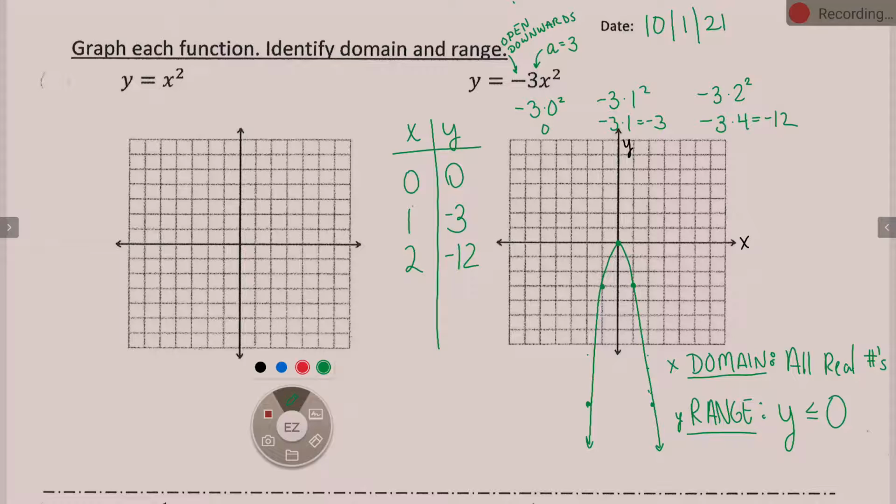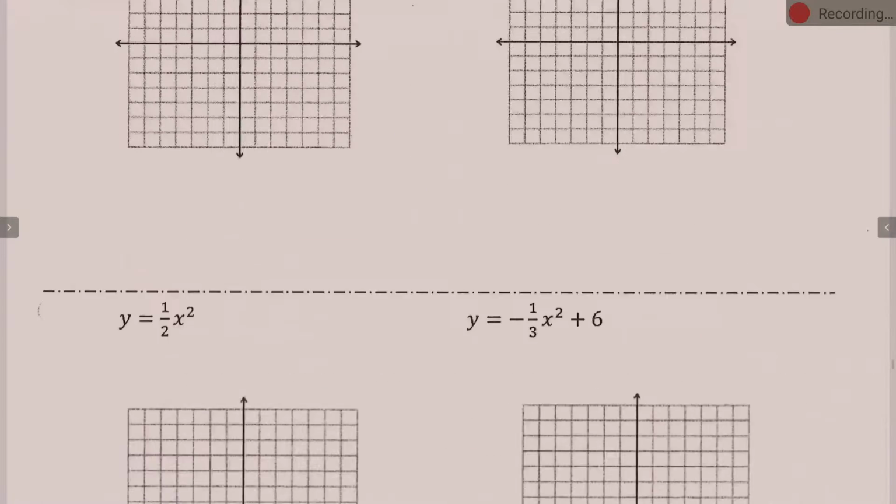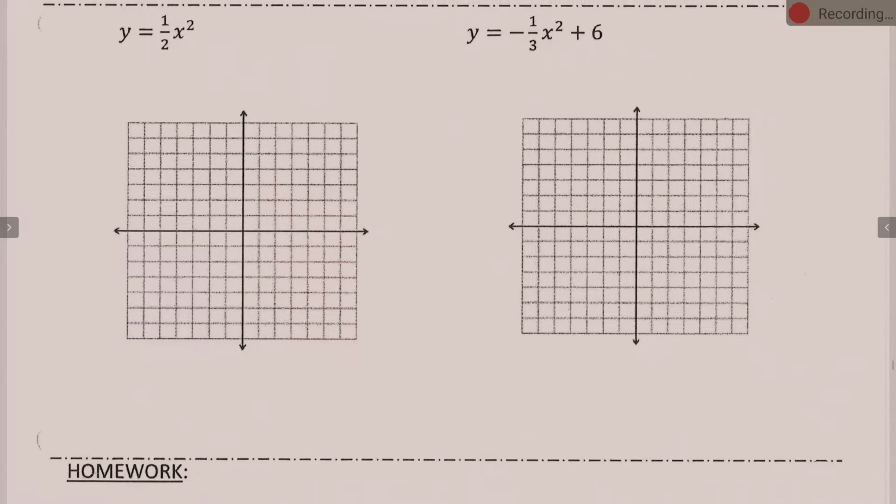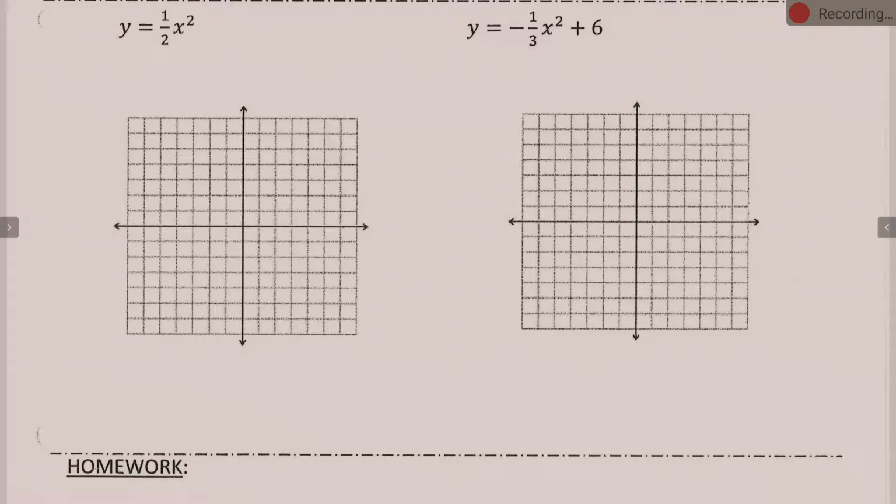Okay? Ready to try the next one? She's like, do I have a choice? And you know the answer to that, so we'll just keep moving along. Okay, we've got 2 graphs to do, and then you can have some work time. So, works for me.